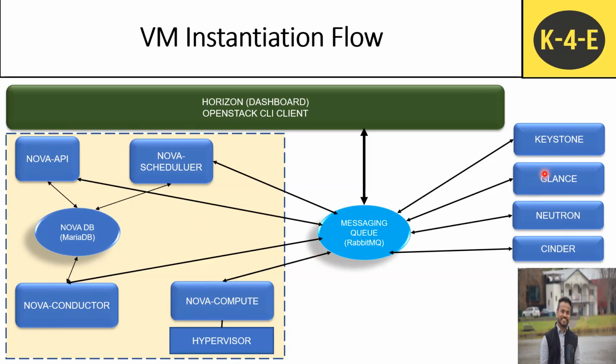So Glance needs to double check. Glance will go to Keystone and check whether this particular auth token is correct or not. When Keystone says your auth token is correct, then Glance will provide the URI. URI means metadata. See, what is metadata?